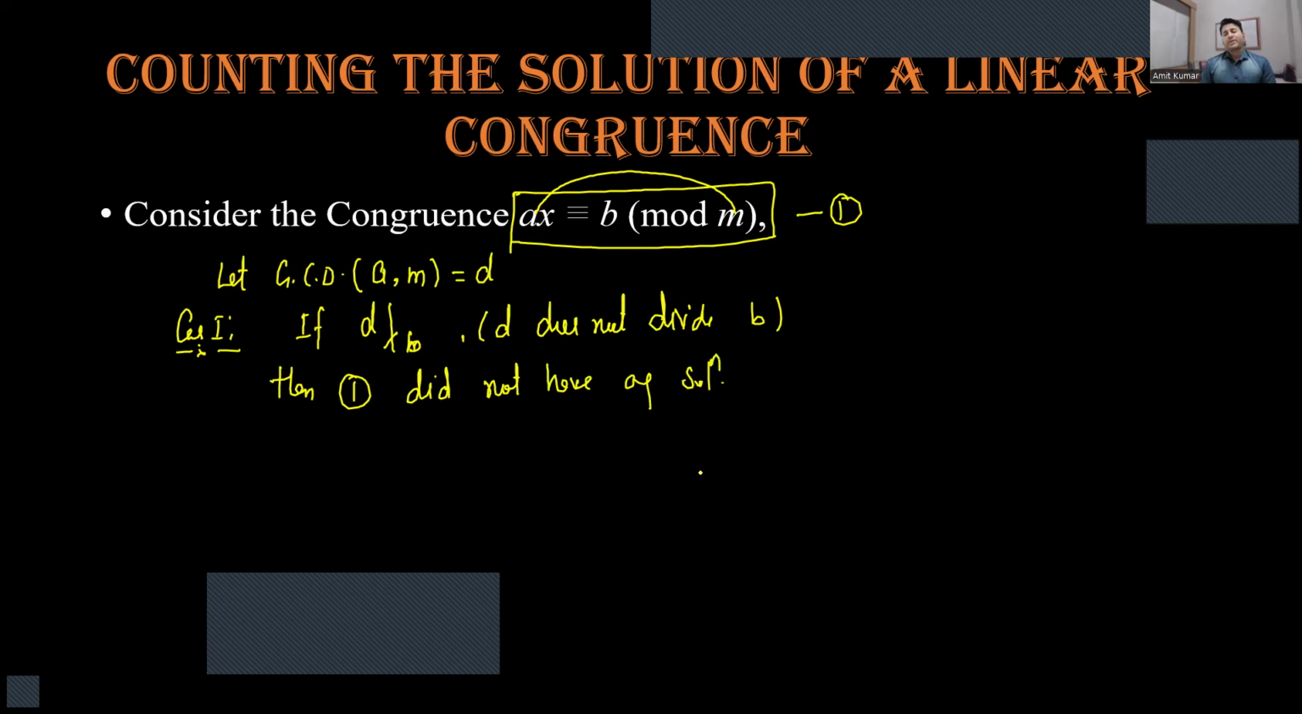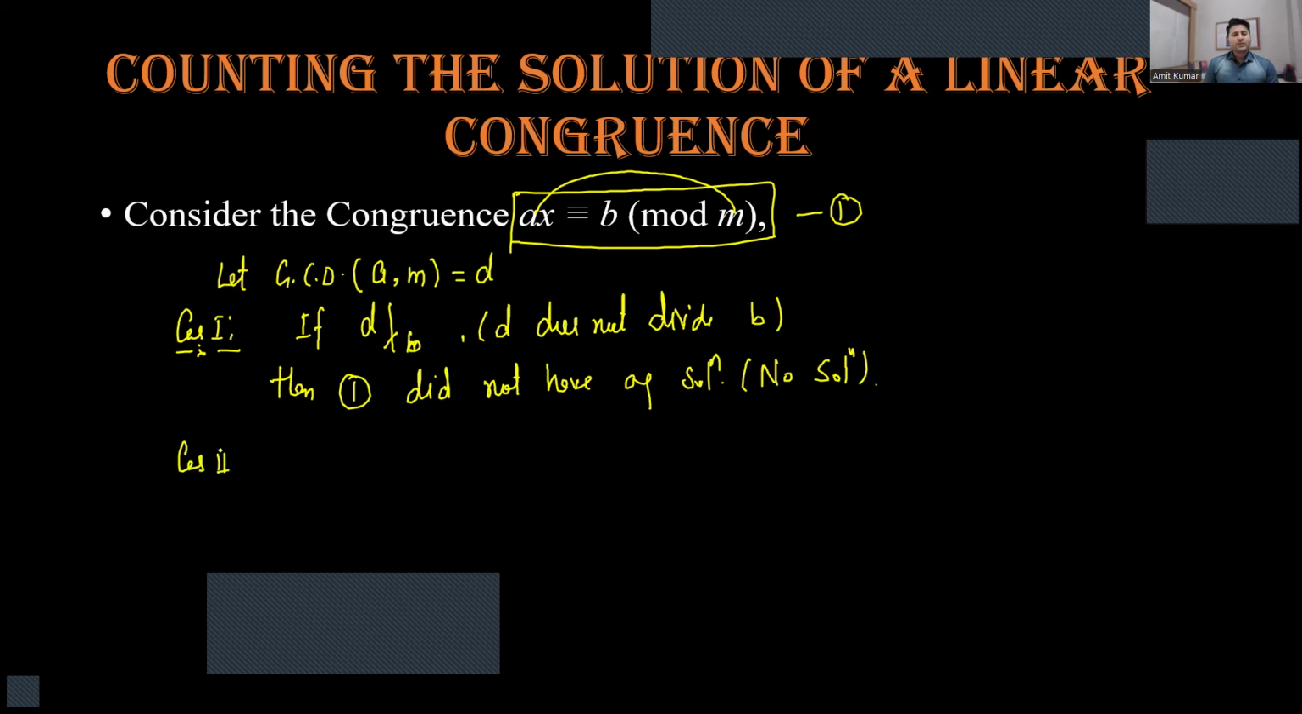That means before starting with the solution of a congruence, we are supposed to check it. The linear congruence may not have any solution. If it is not having any solution, we can't find the solution. And this can be checked by using this concept.